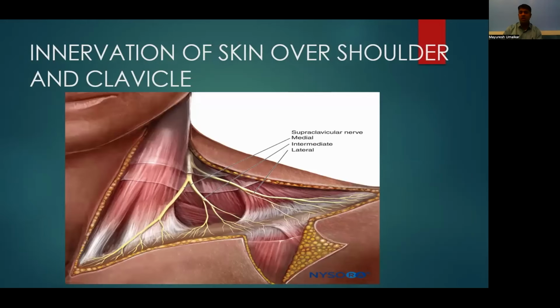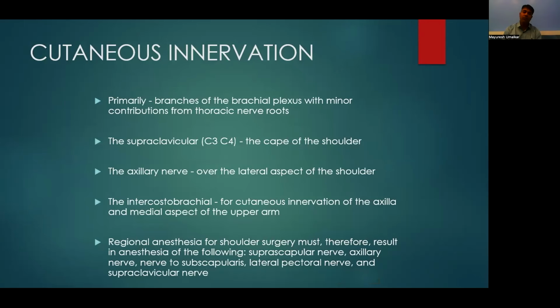Now, innervation of the skin over the shoulder and clavicle. So basically, the skin is supplied by the supraclavicular nerves, which are medial, intermediate, and lateral. These are from the superficial cervical plexus and mainly formed by C3 and C4. Cutaneous innervation, as I told you, is primarily from branches of the brachial plexus with minor contribution from thoracic nerve roots. The supraclavicular nerve, C3, C4, supplies the tip of the shoulder or cape of the shoulder. The axillary nerve supplies the lateral aspect of the shoulder. The intercostobrachial nerve provides cutaneous innervation of the axilla and medial aspect of the upper arm. It mainly forms from the second intercostal space.